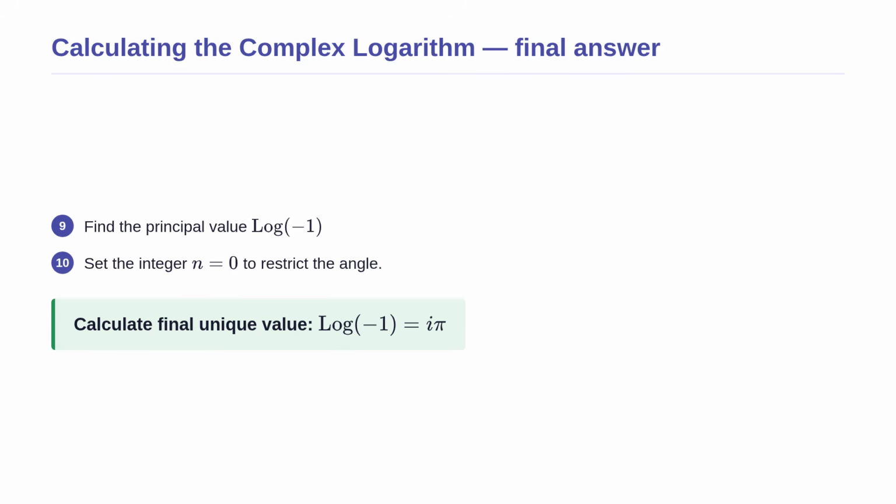Finally, we determine the single principal value for our logarithm. To find the principal value, we set the integer n to exactly 0. This restricts our angle to the standard range between -pi and +pi. The result is simply i multiplied by pi, which is a single unique complex number. This beautiful result proves that the logarithm of -1 is not an error, but rather a specific point on the imaginary axis. We have successfully found both the general and principal solutions.